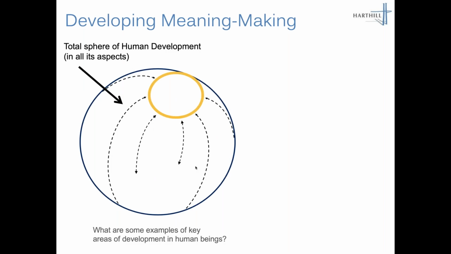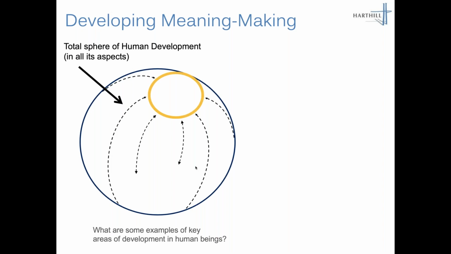So developing meaning making is quite an interesting topic when you think about human development as a whole. Meaning making is one specific part of what we are and what we do as human beings. There's a lot else that goes on. There's emotion, there's education, there's intellect, there's lots of other aspects to us, identity, sexuality, personality, and so on. Many elements that make up a human being and that are part of what grows as we grow.